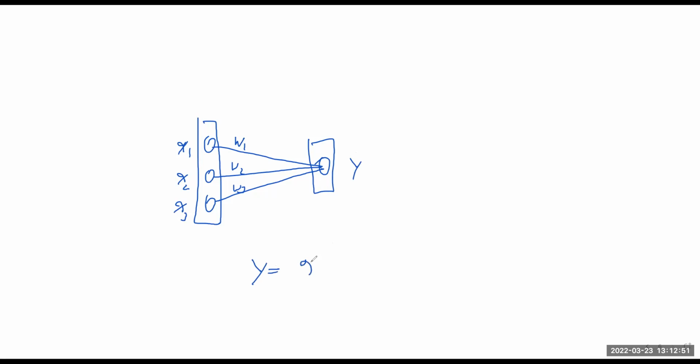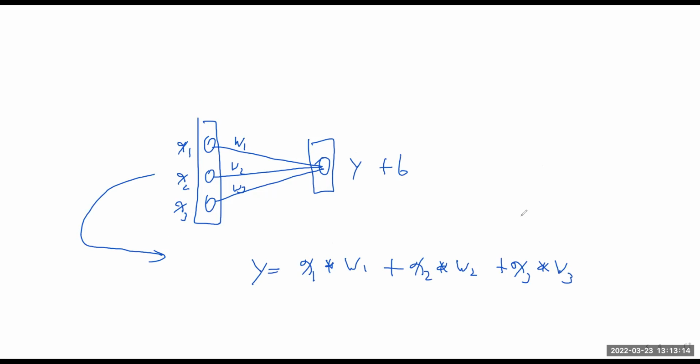Y should be X1 times W1 plus X2 times W2 plus X3 times W3. You see that? And that's it. So this model that we've been writing is that. You see that? Plus, remember, the bias.